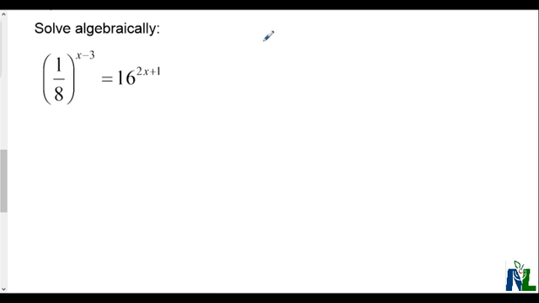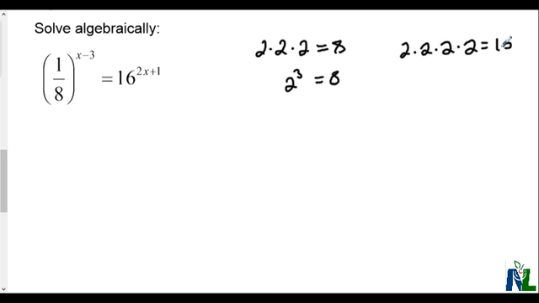So when we think of powers of 2, 2 times 2 times 2 is 8. So 2 to the 3 would be 8. And if I just add an extra 2 in on that, then I'm going to get 2 to the 4 is 16. So I know the powers I'm going to need to use. I just need to make sure that the sign on my exponent is correct.